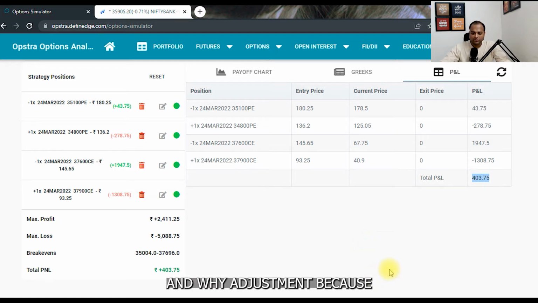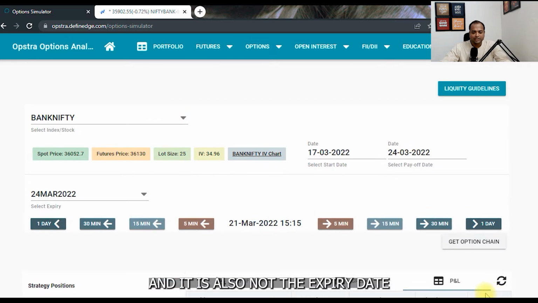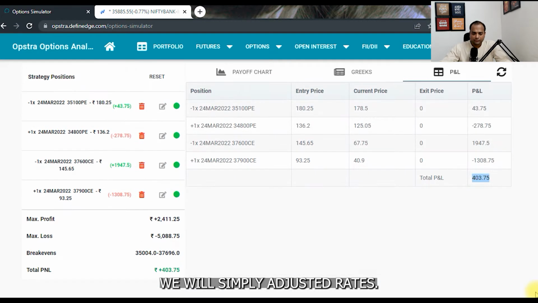And why adjustment? Because our profit is not 1800 and our loss is also not 1800, and it is also not the expiry day, like we are supposed to close, which is rule number 3. On expiry day at 1:30 p.m. we are going to close it. Apart from these 3 conditions, we will simply adjust the trades.